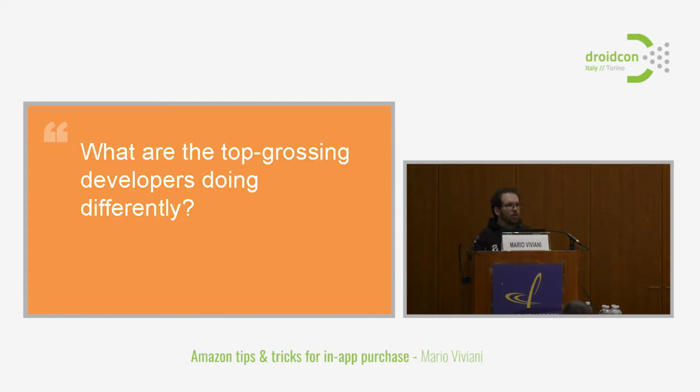So the big question that we're starting to ask ourselves is, what are the top 50 doing differently? Out of the hundreds of thousands of freemium applications that are out there, why are the top 50 usually always the top 50? What have they understood that we haven't understood?